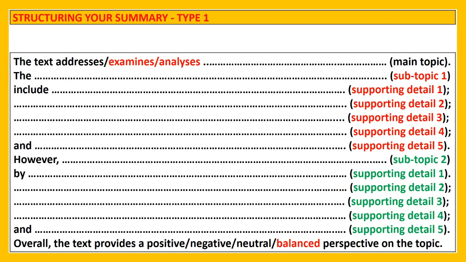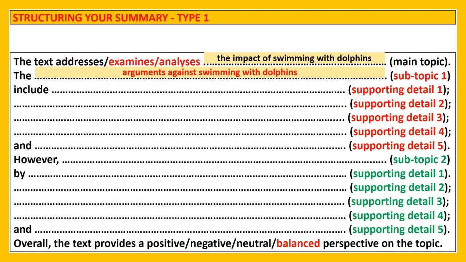Utilize the provided sentence framework as a structural guide to compose the summary, ensuring all necessary details are incorporated. This framework is designed for summaries featuring a central theme and 2 subordinate themes. Begin with the main theme, the impact of swimming with dolphins. Introduce the first subordinate theme, arguments against swimming with dolphins. Include a minimum of 5 supporting points for the first subordinate theme.